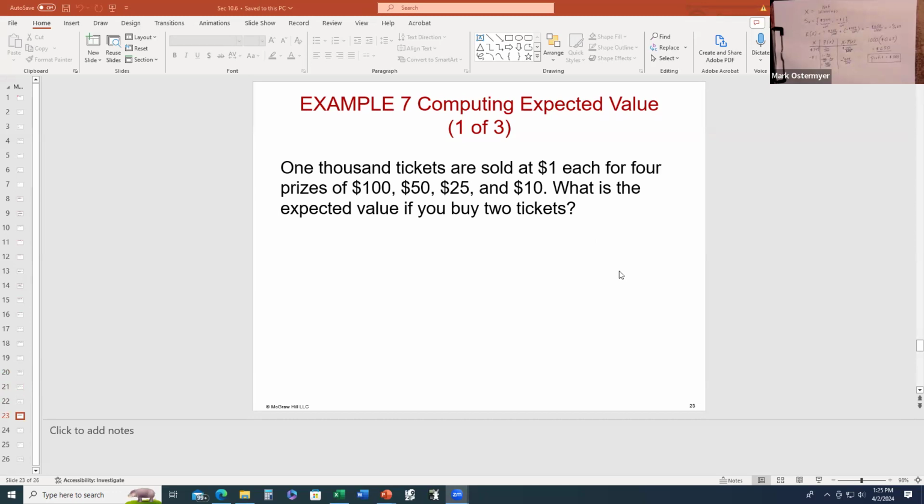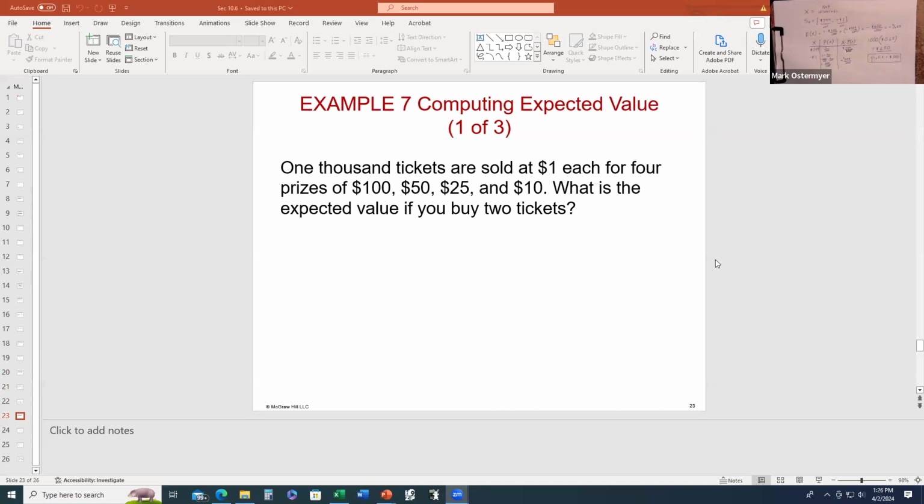Alrighty. Now here's another example. 1,000 tickets are sold at $1 each for four prizes, $100 prize, $50 prize, $25 prize, and $10 prize. What is the expected value if you buy two tickets? So if you buy two tickets, what would be your expected net winnings, let's say? All right.